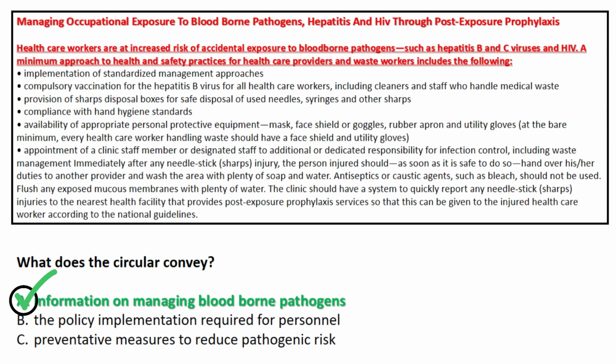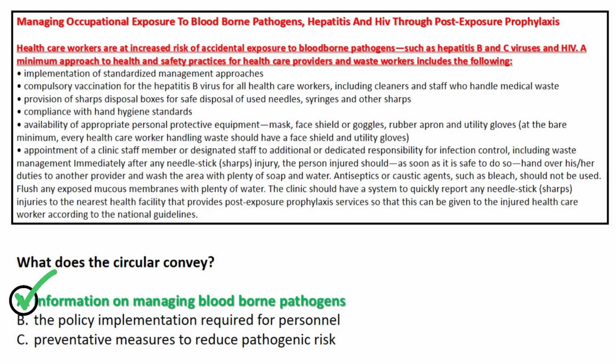According to the paragraph, the circular conveys information on managing bloodborne pathogens. Here's the explanation in simple English. The paragraph discusses the increased risk of accidental exposure to bloodborne pathogens, such as hepatitis B, hepatitis C, and HIV, among healthcare workers. It provides a minimum approach to health and safety practices for healthcare providers and waste workers.